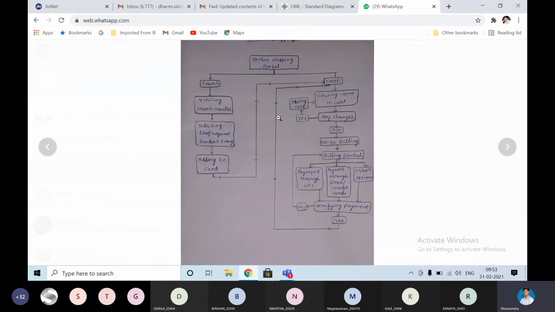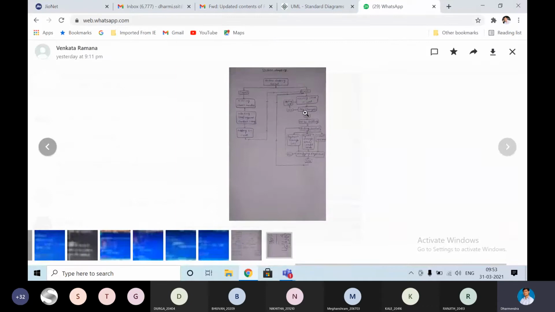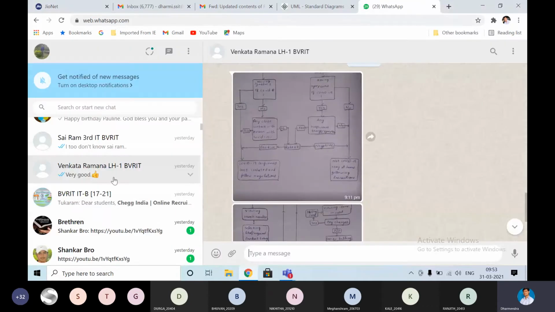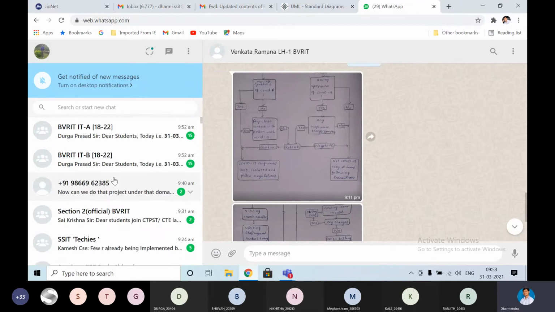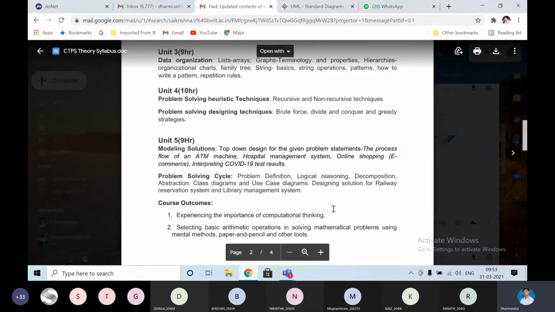Okay, these are all the top-down approaches. Based on this, we can have bottom-up approaches also, starting with the sub-modules. But it is too difficult. Based on the top-down only, we'll go with the bottom-up. Without top-down, we cannot go for bottom-up. Okay? Okay, nice.